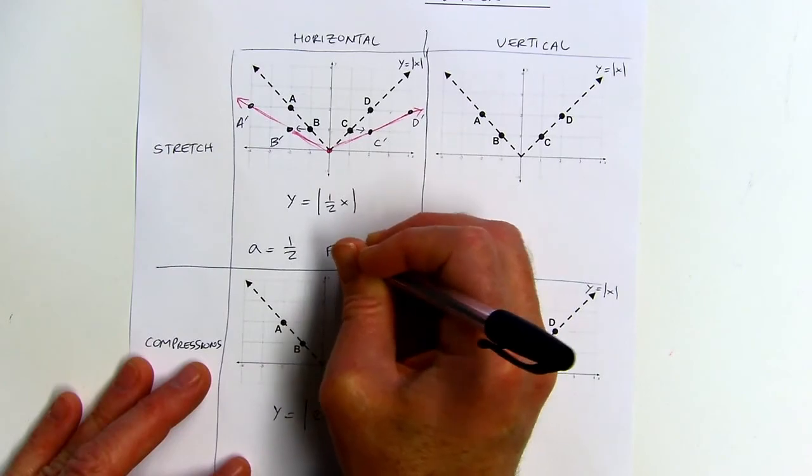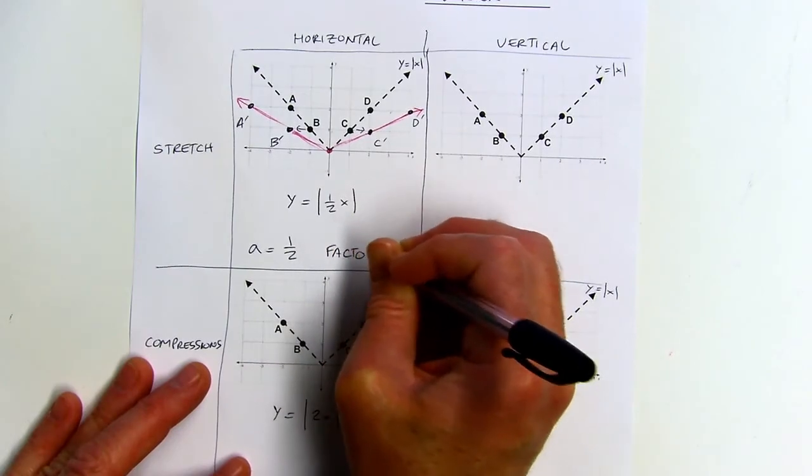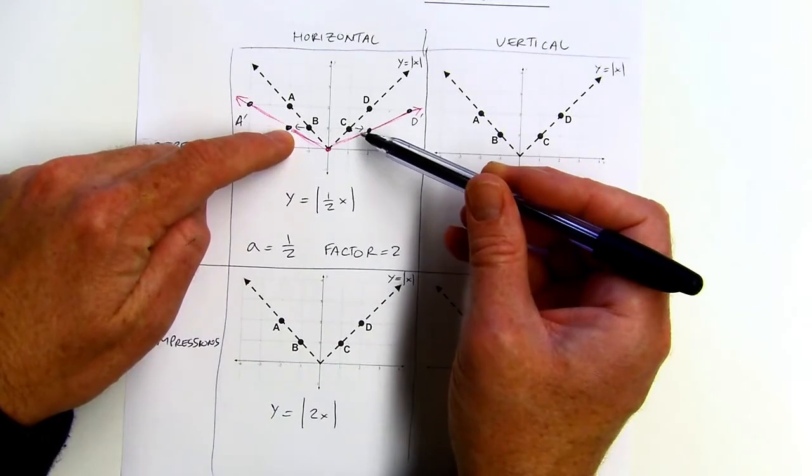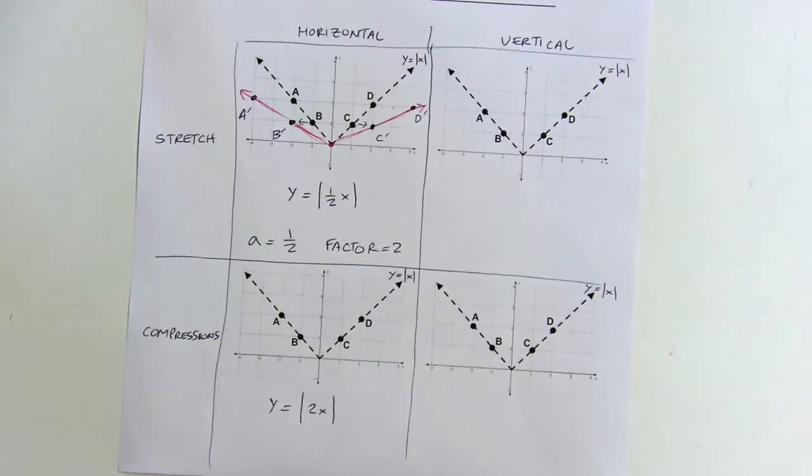is going to be the reciprocal of that. So the factor is actually 2. The factor is what I'm multiplying the x coordinates by. So I'm doubling the x coordinates so that they get twice as far from the center, okay?